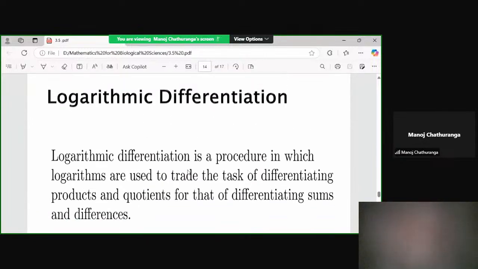Logarithmic differentiation is another major topic. So we'll stop here.